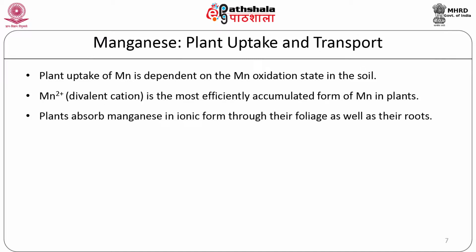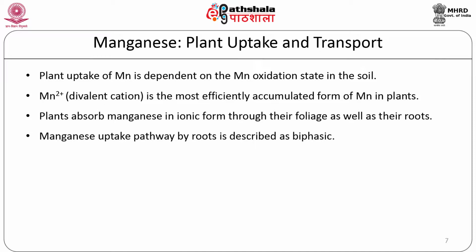Plants absorb manganese in ionic forms through their foliage as well as their root systems. Researchers have described the manganese uptake pathway as biphasic, that is, it occurs in 2 phases. The preliminary and rapid uptake phase is non-metabolic, involving manganese 2+ and calcium in the rhizosphere. In this part, Mn2+ is adsorbed by the negatively charged cell wall components of the root cells. The second stage is gradual as Mn2+ is slowly exchanged.